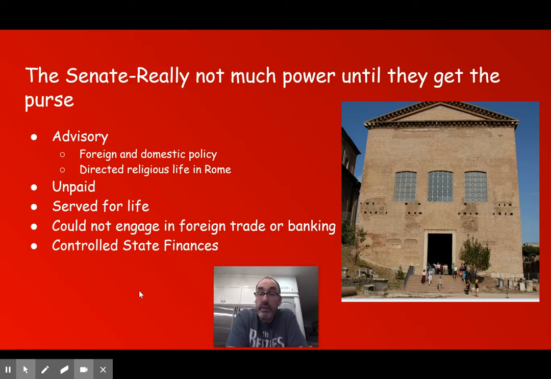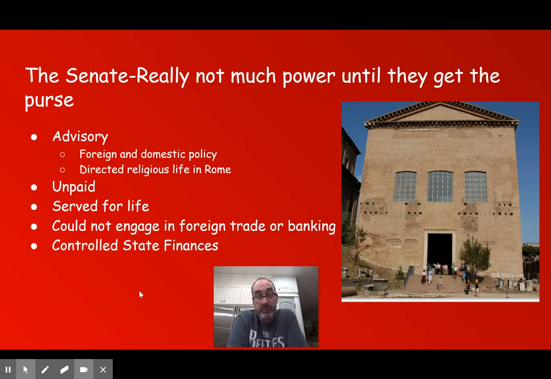Now, the Senate does eventually get control of state finances. And so they can spend money and control spending. And that is one way they could control legislation. Later on, when we look at the Gracchus brothers, there are some laws passed to help poor people, but the Senate holds that money back. And so they can't actually fund that law. Controlling that purse string is pretty important. And you see it says they control the purse. When you say they control the purse, that means they control the money.